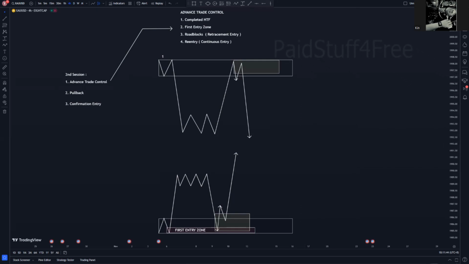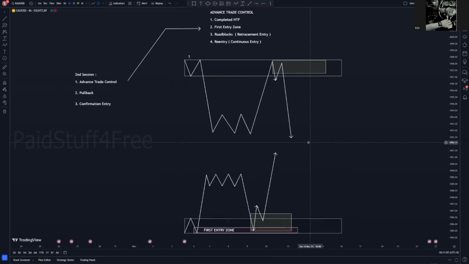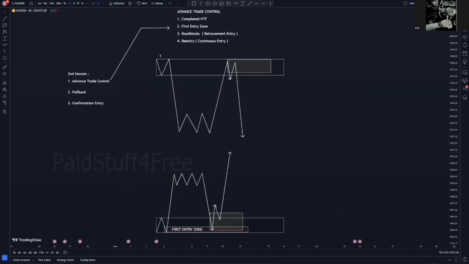First entry zone should be, yes. Right now, we're not going to touch the H1. Right now, we're going to talk about the H4 and M30, that's all. If not H4, of course M30. If not M30, of course H4. All right, good question.